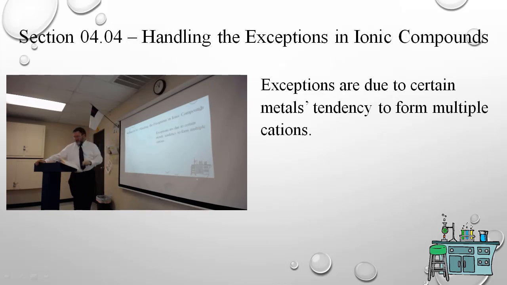Handling the exceptions. We are now on page 143. There are exceptions to the ionic compounds. And here's the deal. The exceptions are due to the fact that certain metals have a tendency to form multiple cations, which means there's certain elements that they're not happy with just being in a column. They're not as simple as, hey, it's in column 4, and it's a metal, therefore it wants to give up 4. There's some weirdness that happens in a few of them.